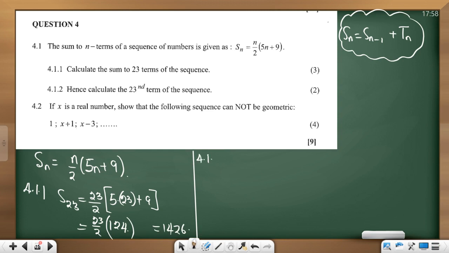All right, 4.1.2. Hence, calculate the 23rd term. I'm going to bring in the formula I wrote on the board. So basically, S23 is S22 plus, don't forget. So if you substitute n in that formula that I have, that's what we are going to get. All right, so what is my S23? We have it as 1426. What is my S22? We need to sub 22 over 2. 22.